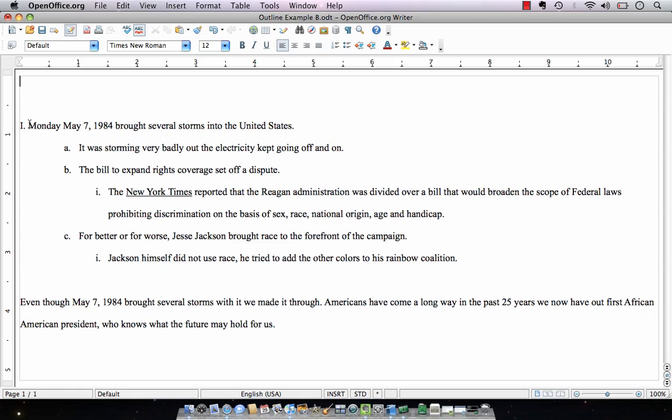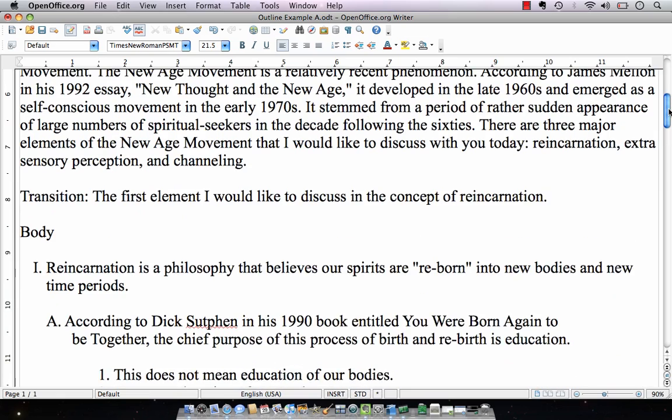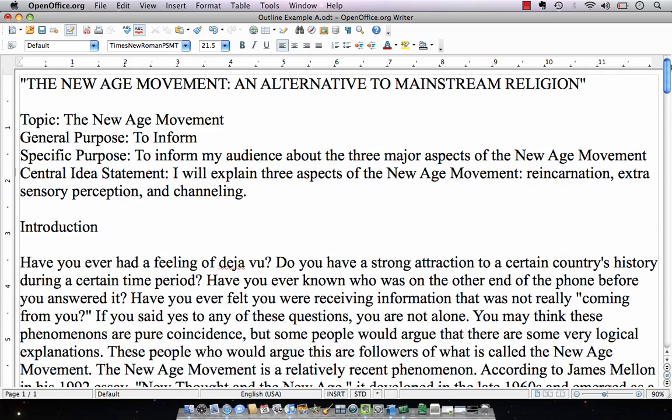Also, there's no introduction. There are no purposes at the very top. There's no general purpose, specific purpose, central idea. So you can take a look at really what I'm going to be looking for in your outlines. I'm going to be looking for format. I'm going to be looking for certain elements in the outline. I'm going to be looking for source citation in the outline.